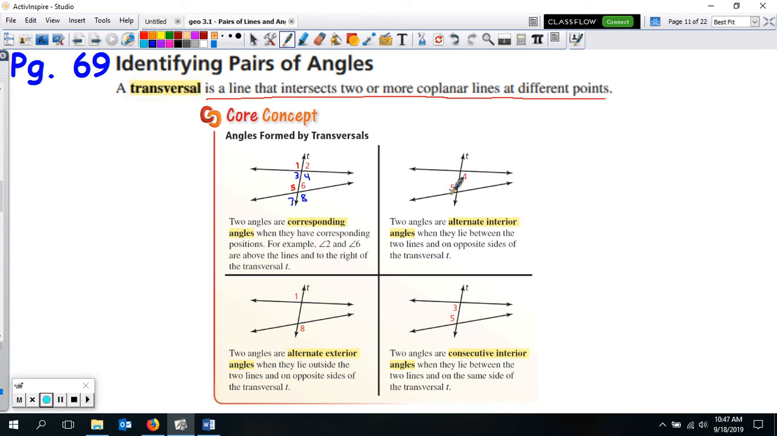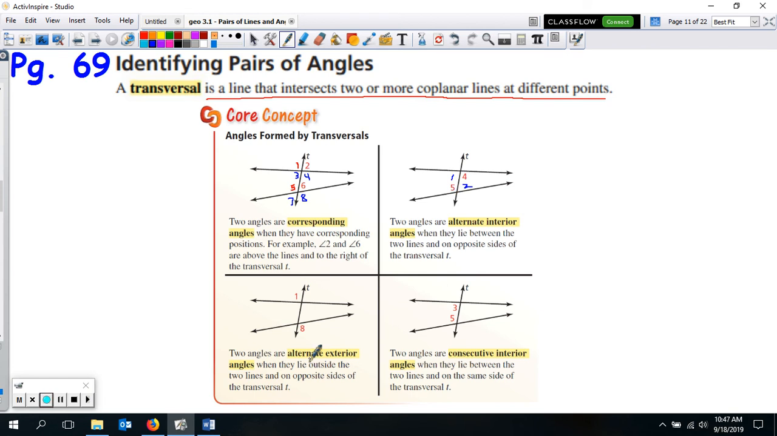There's only one other pair that could be alternate interior. Let's just say if I said 1 and 2 right there, that's another pair that's also alternate interior. They're on opposite sides of the transversal and inside those two lines.